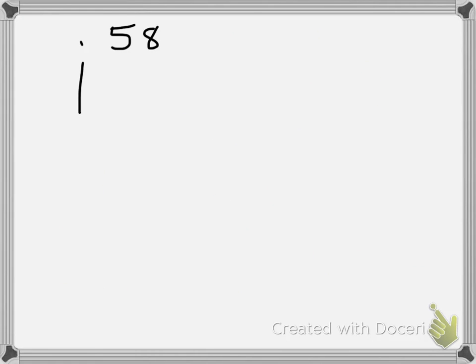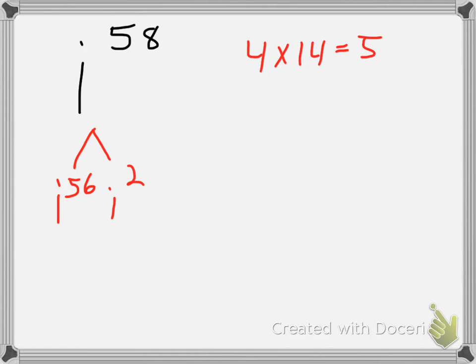Let's look at this one, for example. i to the 58th. I say, how many times is 4 going to 58? And that's going to be 14 times, which is 56. So I'll break this into i to the 56th and i to the 2nd, with 2 being the remainder. So just to recall, I choose 4, and since 4 times 14 is 56, it's as close as I can get. That's why we have this split.